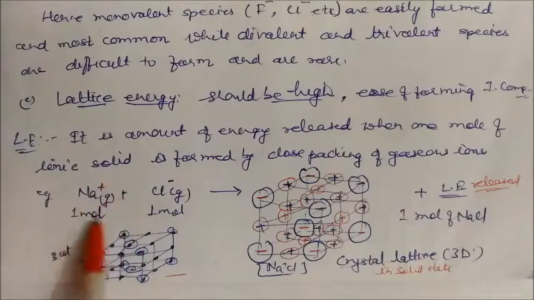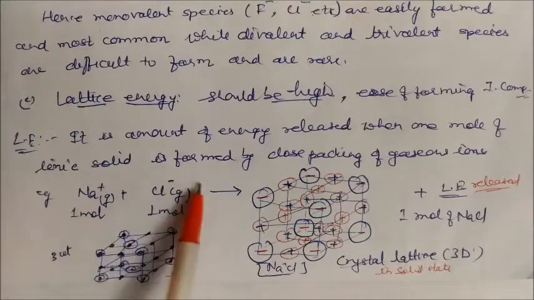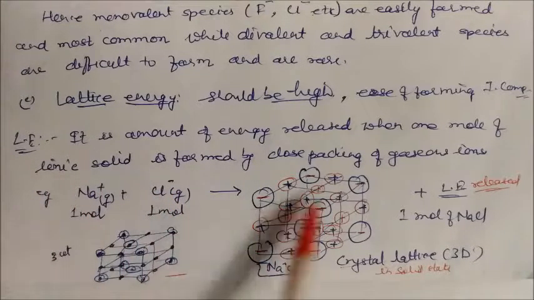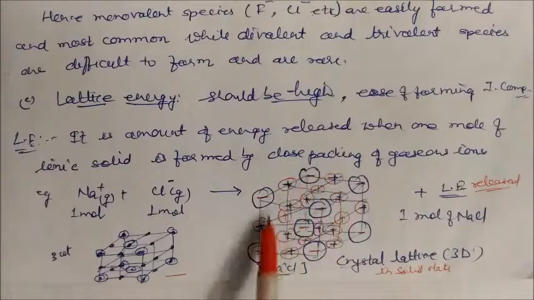For example, suppose these are sodium ions and chloride ions, both in the gaseous state, 1 mole each, and they are forming the three-dimensional structure of sodium chloride.